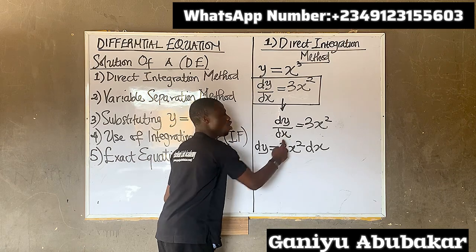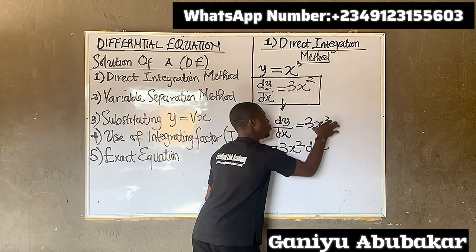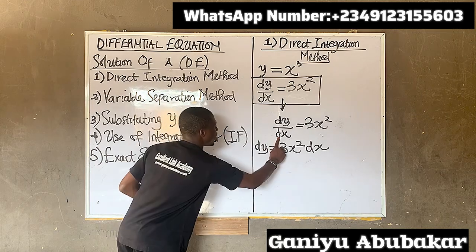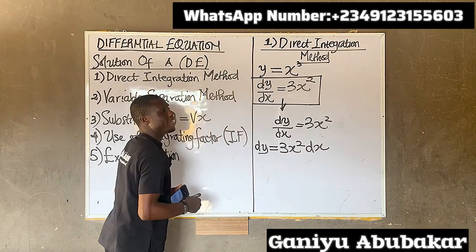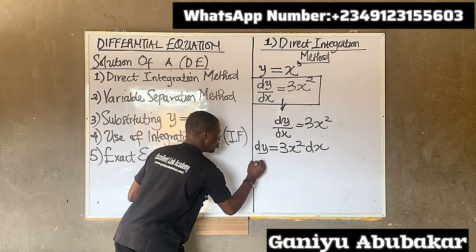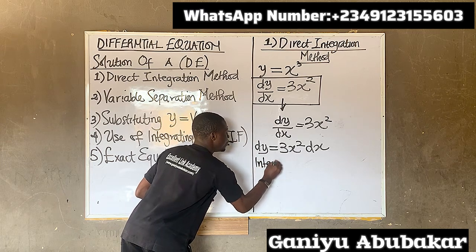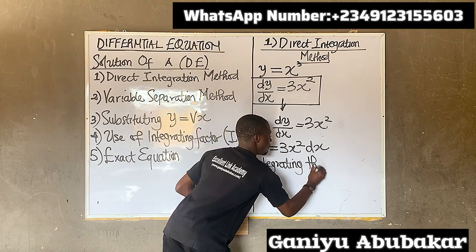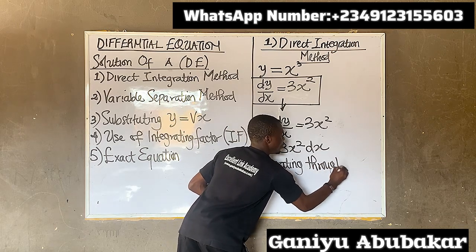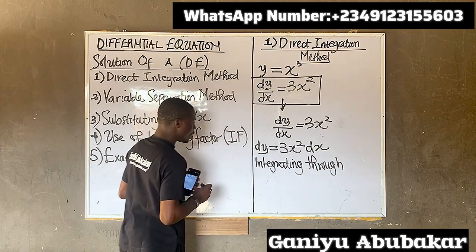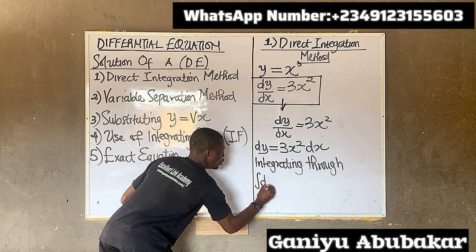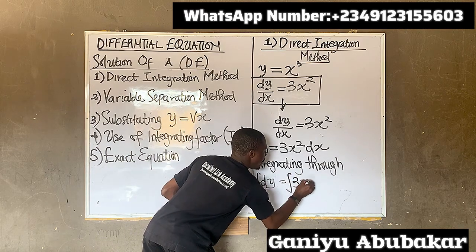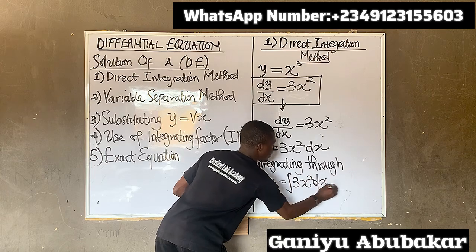Direct integration always comes in this format: dy/dx equals something with x. I'll show you as we proceed. From here, if I take the dx here, I have this. My next task is to integrate through. Integrating through, this gives you the integral of dy is equal to the integral of 3x squared dx.